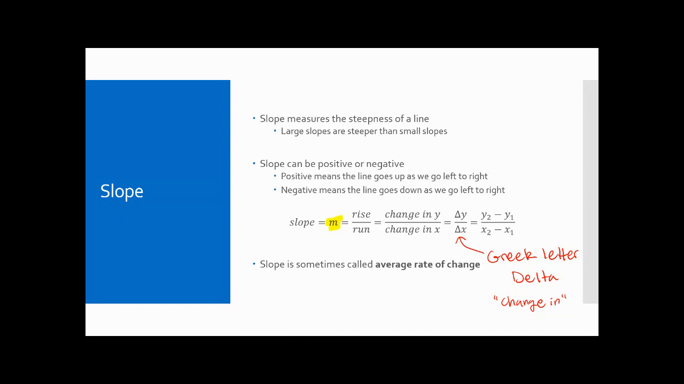So the most important part is knowing M, and then understanding this y2 minus y1 over x2 minus x1 part. Now, slope is sometimes called the average rate of change, and average rate of change is used whenever you have something that's not a straight line. So if it's almost a line but not quite, we use the word average to indicate that it's not a perfect line, but it is basically measuring how much something is changing. So that's basically what slope is, and we're going to start with just using the formula.